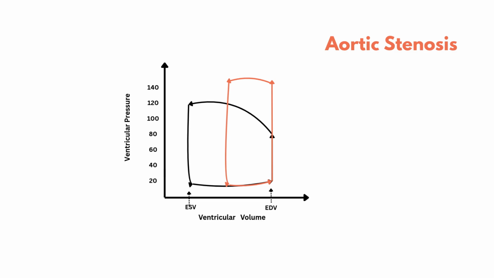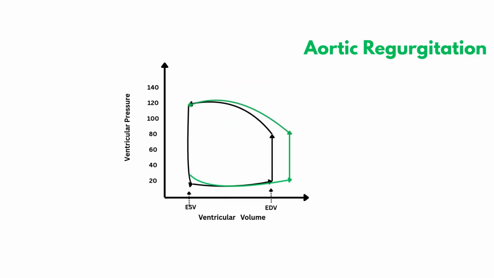However, end systolic volume is significantly elevated because what? More blood was left within the ventricle after contraction. Think of it logically. Less blood was able to be ejected, thus more was left behind within the ventricle after the systolic cycle. The next valvular pathology we are going to look at is aortic regurgitation.